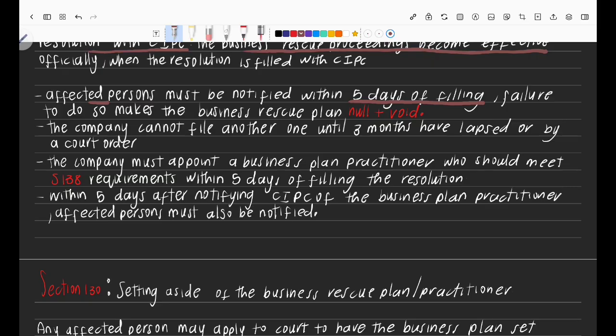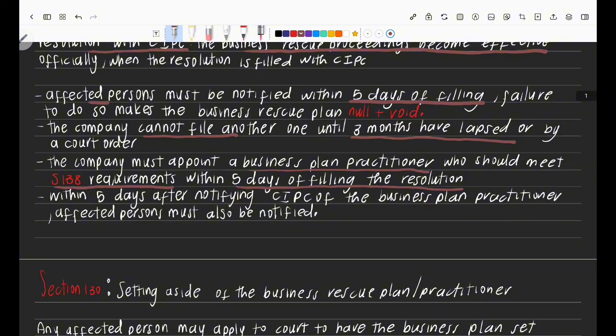And then the company cannot file another business rescue until 3 months have lapsed. So if you fail to notify affected persons within 5 days, your business rescue becomes null and void, meaning you cannot initiate it again. You can't rectify it, and you cannot file another one within 3 months. So you need to wait for 3 months until you file another one, right? And not only that, the company must appoint a business rescue practitioner who should meet Section 138 requirements within 5 days of filing the resolution.